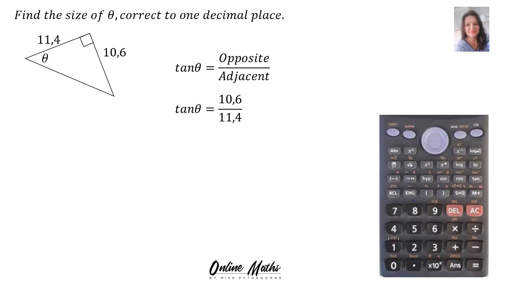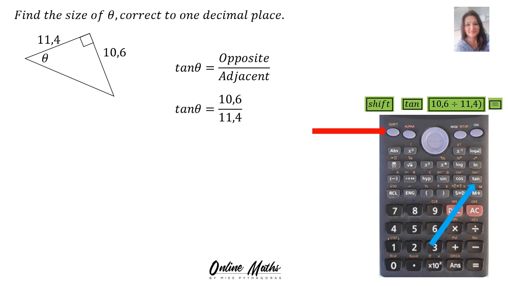And then the steps. We're working out an angle, therefore shift, tan, 10,6 divide by 11,4 close bracket equals, and the answer theta is 43 degrees.